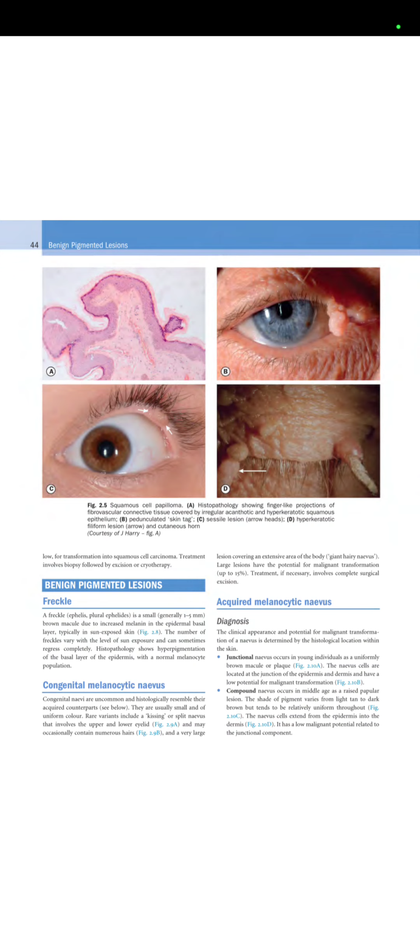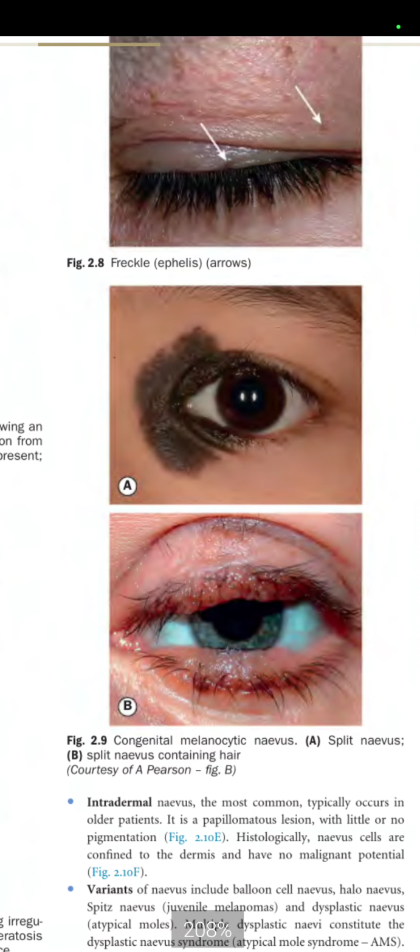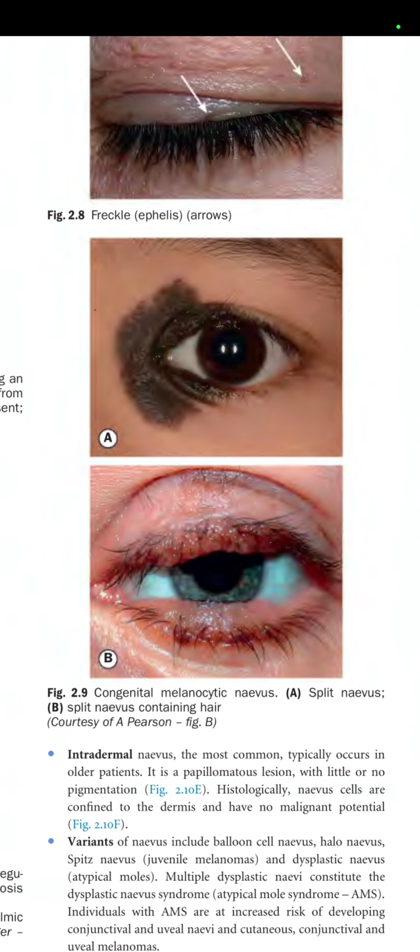So you can see figure 2.9 A and B. This is showing the split nevi. In split nevi, you can see that the upper and the lower eyelid have a lesion. And B is showing the split nevi containing hair. The upper lid and the lower lid, and the nevus also contains hair.